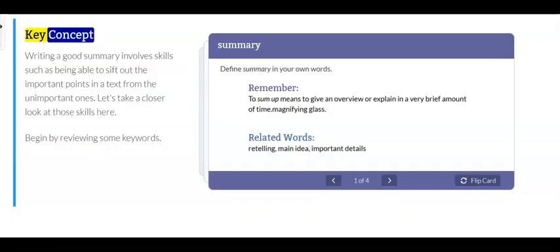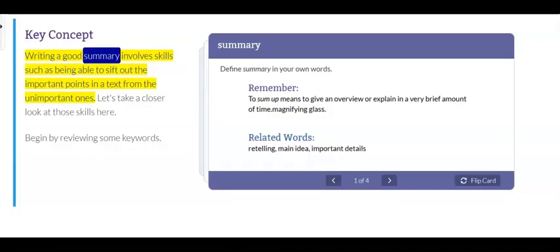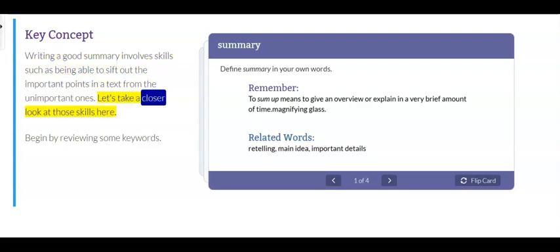Key concept. Writing a good summary involves skills such as being able to sift out the important points in a text from the unimportant ones. Let's take a closer look at those skills here. Begin by reviewing some keywords. Remember, to sum up means to give an overview or explain in a very brief amount of time.